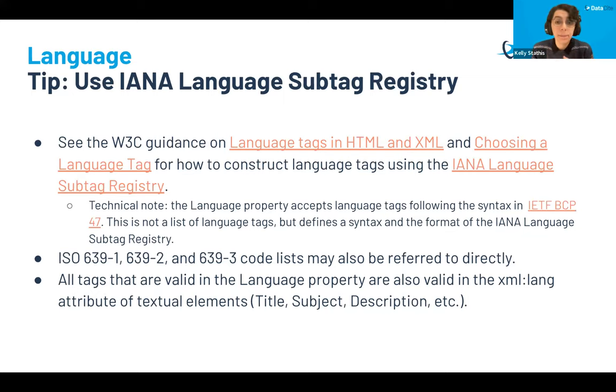And of course, you can also refer to the code lists directly. So if you're using ISO 639-1, 2, or 3 in your repository, that's completely fine rather than using the registry to look up a code. The schema is not restrictive when it comes to these language tags, and we encourage you to follow international standards and best practices here.